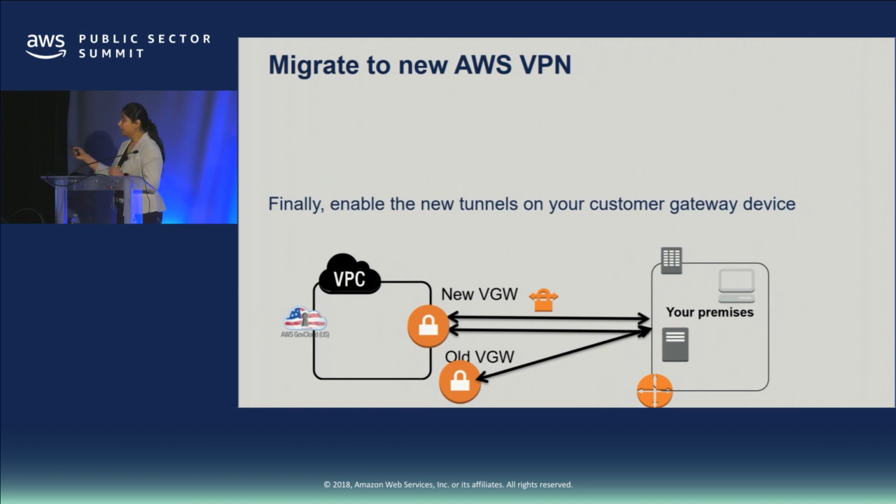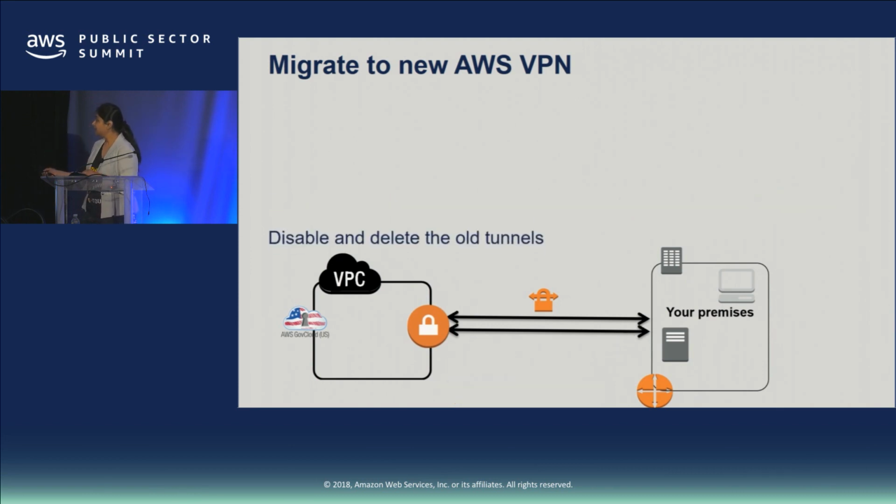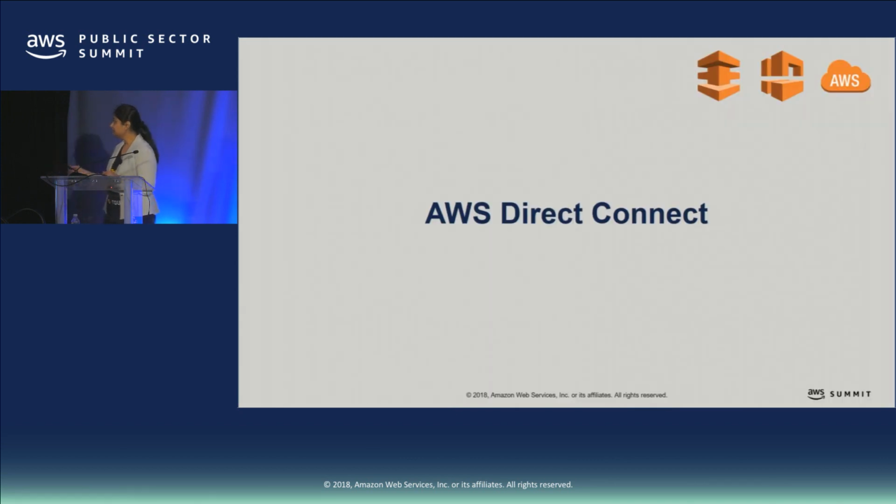So at this point, make sure the new tunnels on your device are up and running. Your routing policies, either static or BGP, whatever you work with, are all in good shape. And then only at that point, disable and delete the old tunnels from your customer gateway device, as well as from the AWS console. So it's as simple as that.